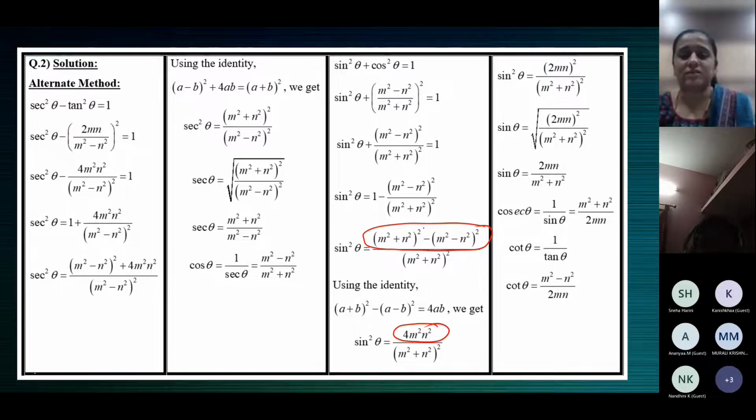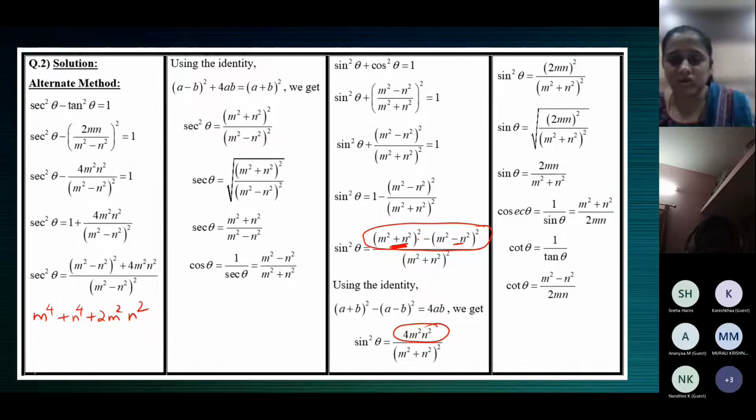So what is (m square plus n square) the whole square? It's like (a plus b) the whole square, so a square plus b square plus 2ab. If you don't use the identity, you'll have to expand this, again using an identity. (a plus b) the whole square is a square plus b square plus 2ab. And here, (a minus b) the whole square is equal to a square minus 2ab plus b square.